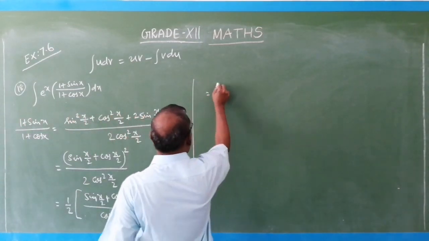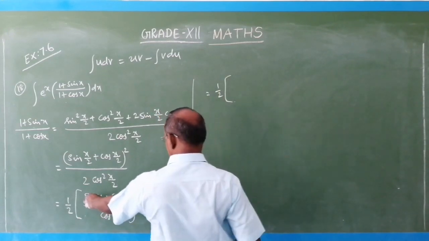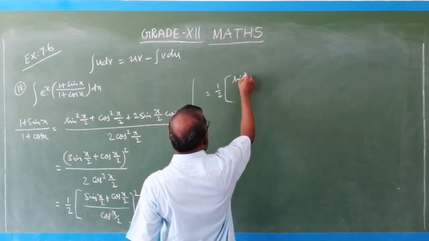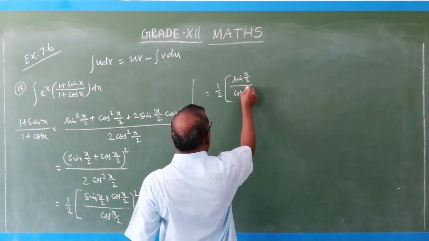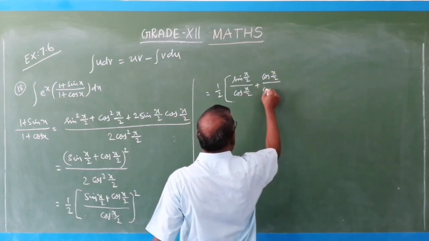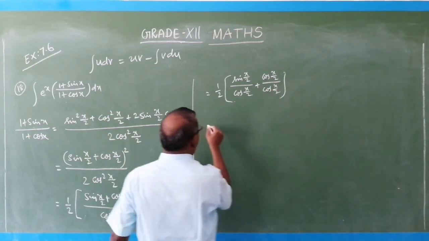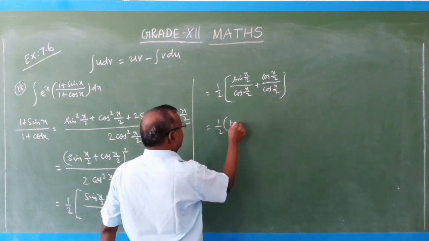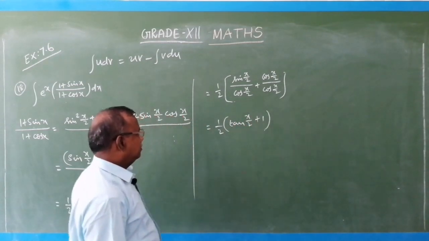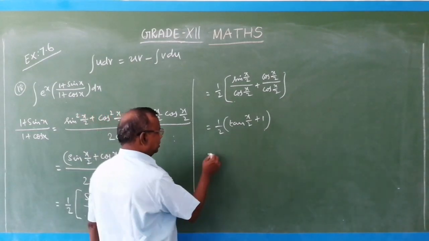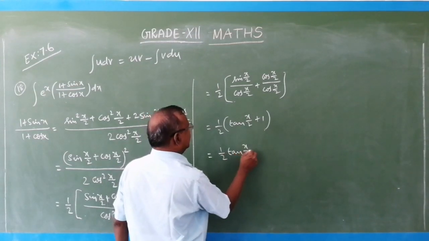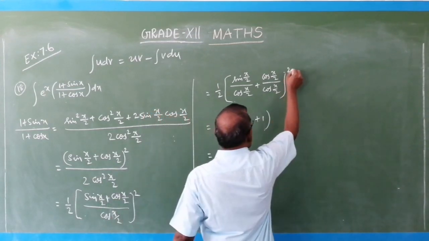Now, this is equal to 1 by 2 into sin x by 2 by cos x by 2 plus cos x by 2 by cos x by 2. So, that is equal to half into (tan x by 2 plus 1). So, this is equal to 1 by 2 into (tan x by 2 plus 1) the whole square.